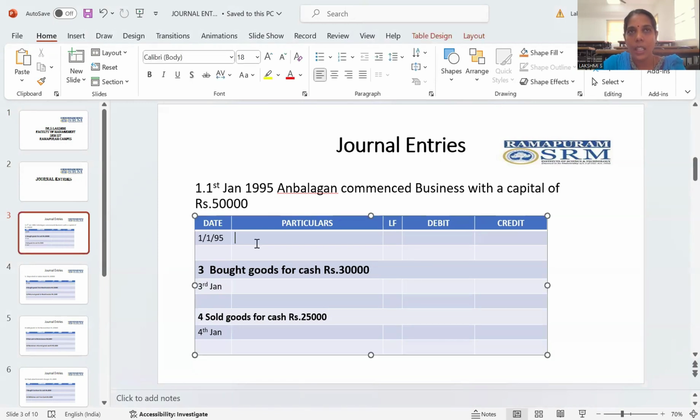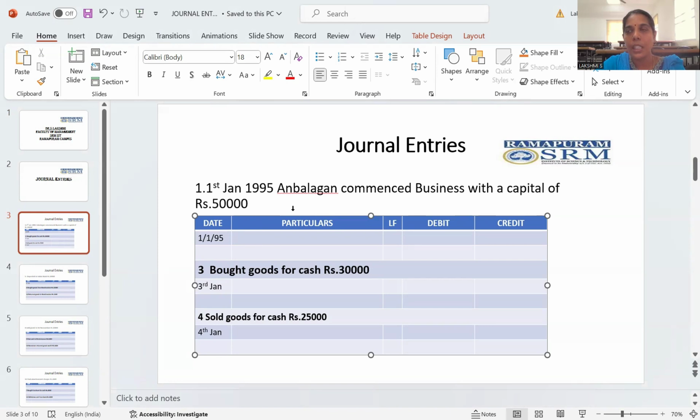So whatever comes into the business should be written in the first line. If anything goes out of the business, that should be written in the second line. So the first line always represents the debit and the second line always represents the credit. Here, let us assume we are Anbalahan. We, that is Anbalahan, started business with a capital of rupees 50,000.